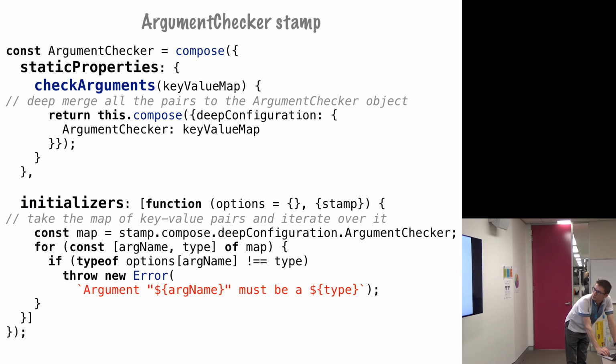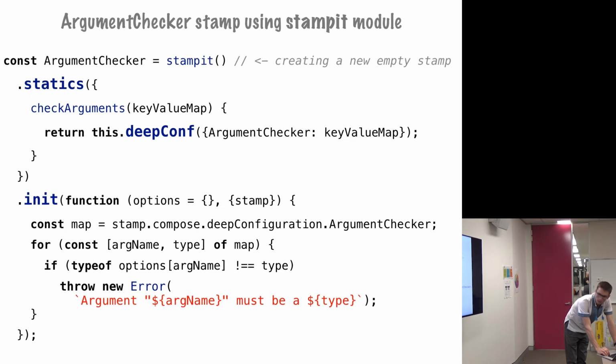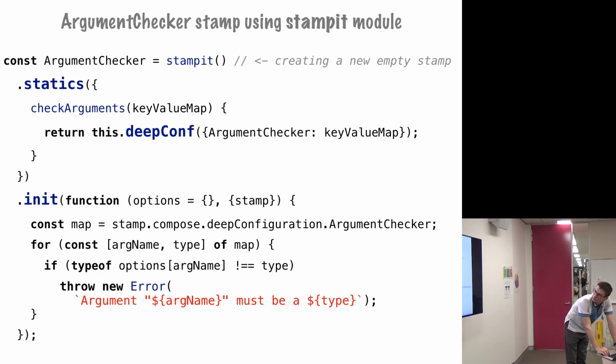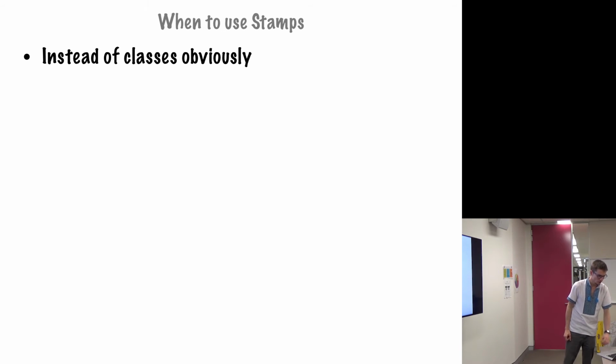You can check the differences. You see, there are just a little bit fewer lines, fewer things. Okay. So when to use stamps? Well, if you were JavaScript developers, I would tell you instead of classes, obviously, but stamps cannot be that easily embedded into C#.